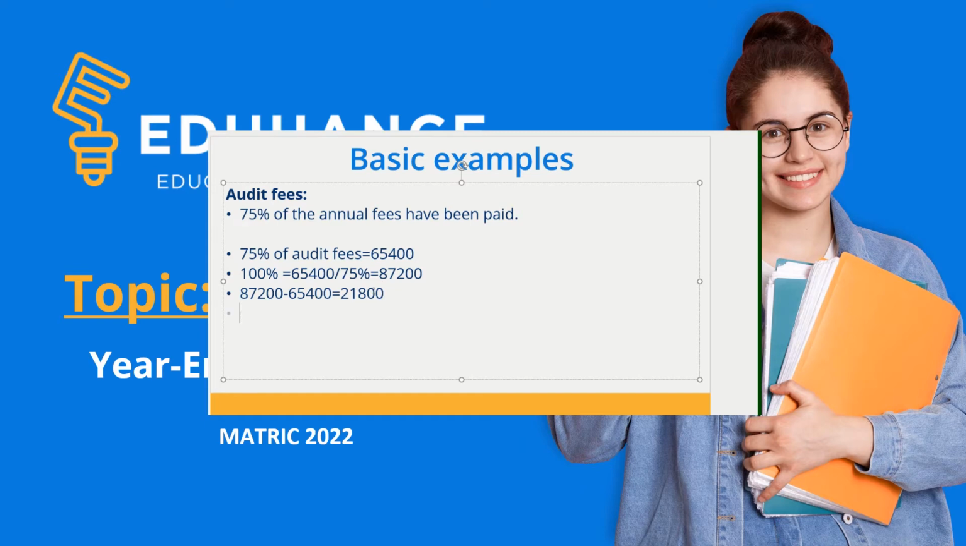This means we are going to have to still recognize audit fees. So the journal entry will be debit audit fees. This is the expense that will go in your income statement. So we are increasing it by 21,800. And because we have not paid this as yet, because only 75% has been paid, we are going to credit trade and other payables for 21,800. So this is a simple example of where we have not accounted for the 100% of the annual fees, and the 25% that has not been accounted for is a liability because we have not paid it.